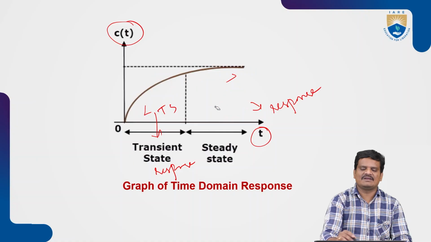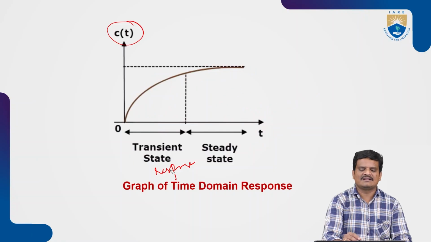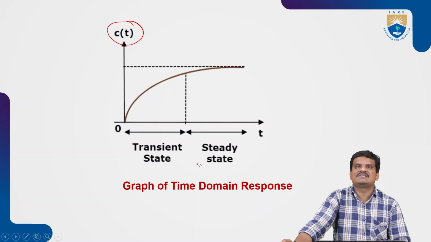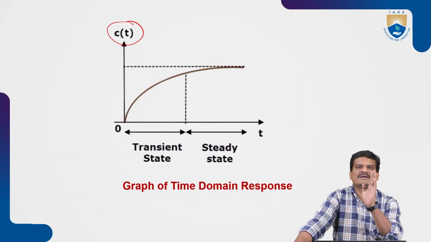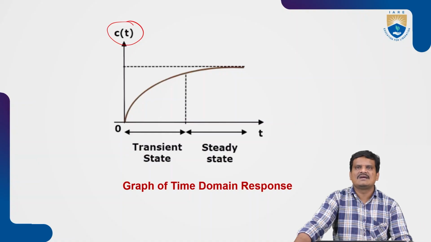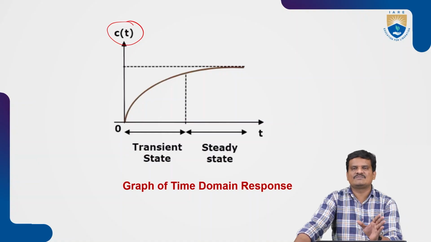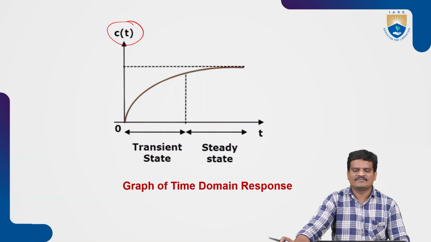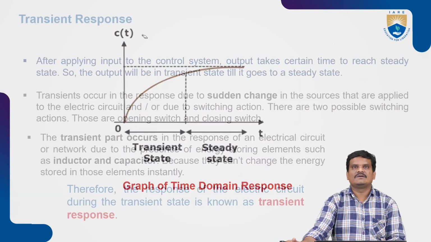You can see the graph clearly. It gives you an idea about how the graph for the transient response will be and how the graph for the steady state response will be. So how can you define by seeing this particular graph? The time taken to reach the steady state can be considered as a transient state, and the response obtained in that particular state is considered as a transient state response. And after crossing that particular state, the response is considered as a steady state response. Coming to the next slide.